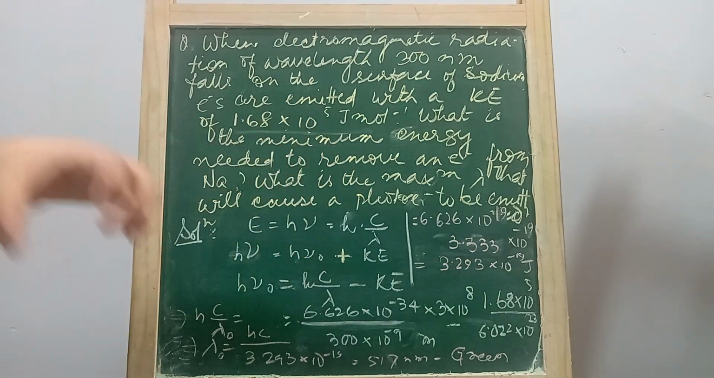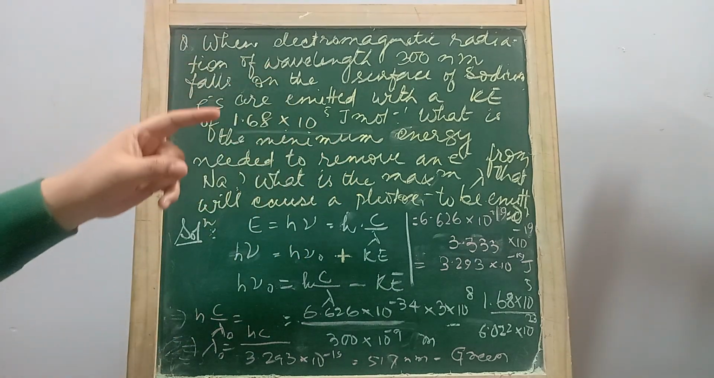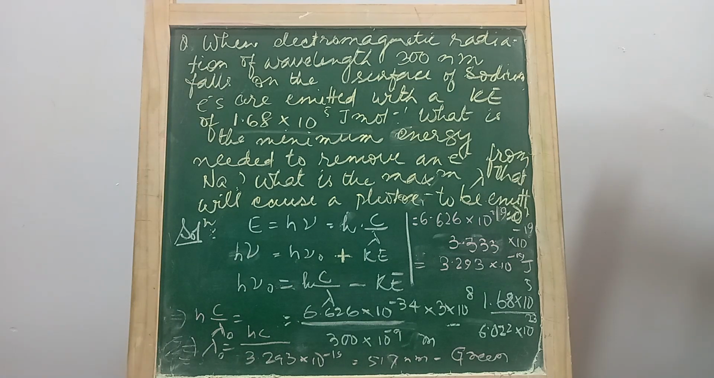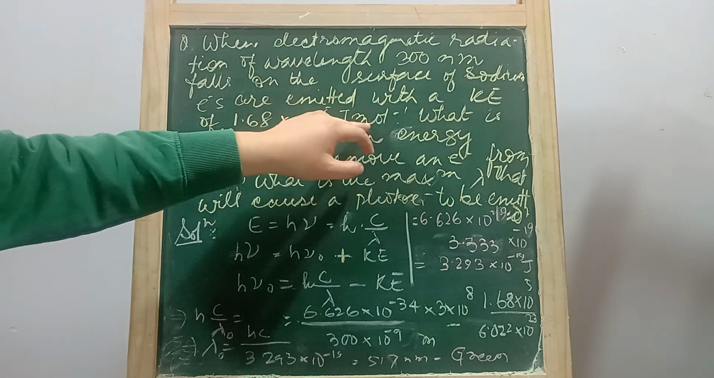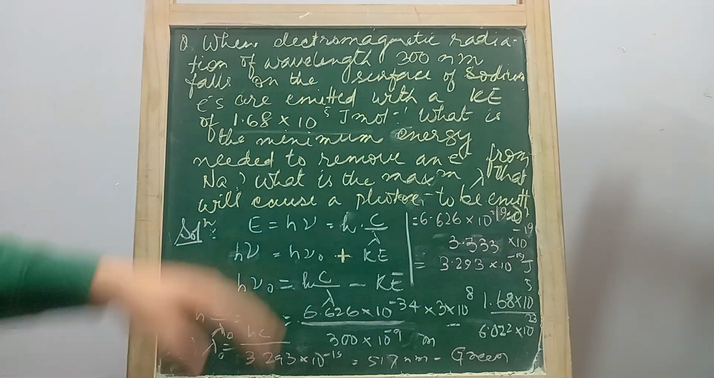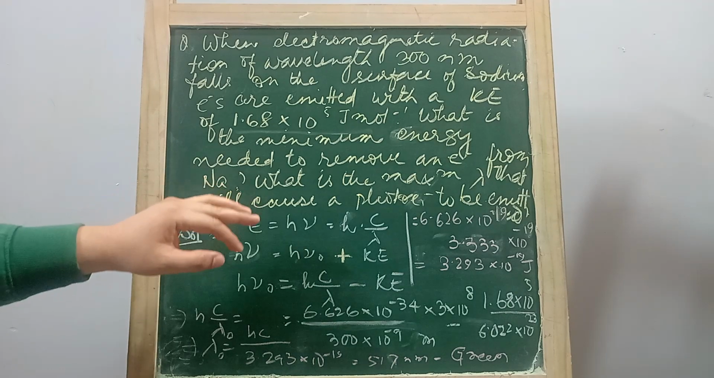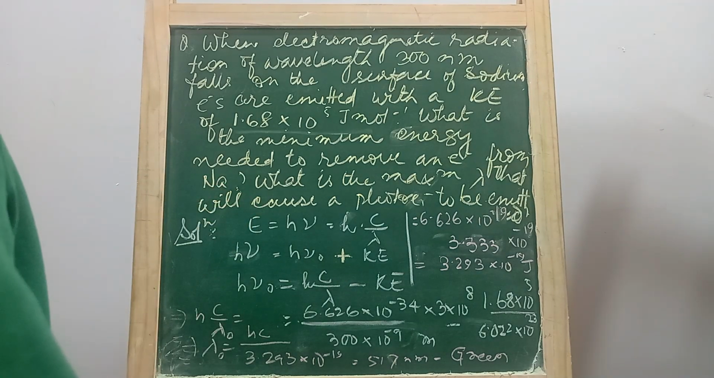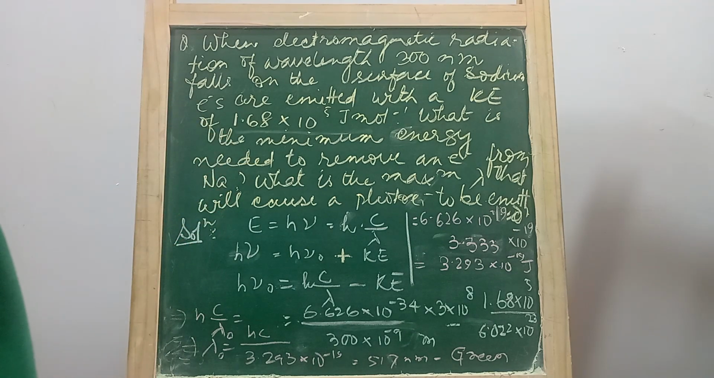on the metal. Electrons are released and the kinetic energy of the electrons is 1.68 into 10 to the power 5 joules per mole. It's not for one, it's for 1 mole of electrons. This much is the kinetic energy. So what is the minimum energy needed to remove one electron from sodium? So you need to find out the minimum energy that is needed to remove one electron from sodium.